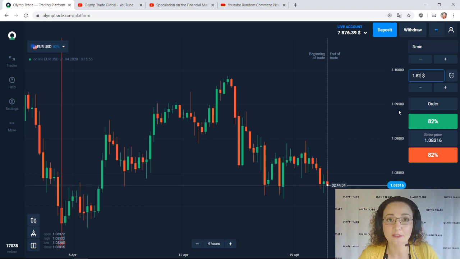As a recommendation, you may want to collect your profit after a certain step. For example, after 3 successful trades, collect that profit and start again with the initial value of $1 and repeat. So don't forget about that.